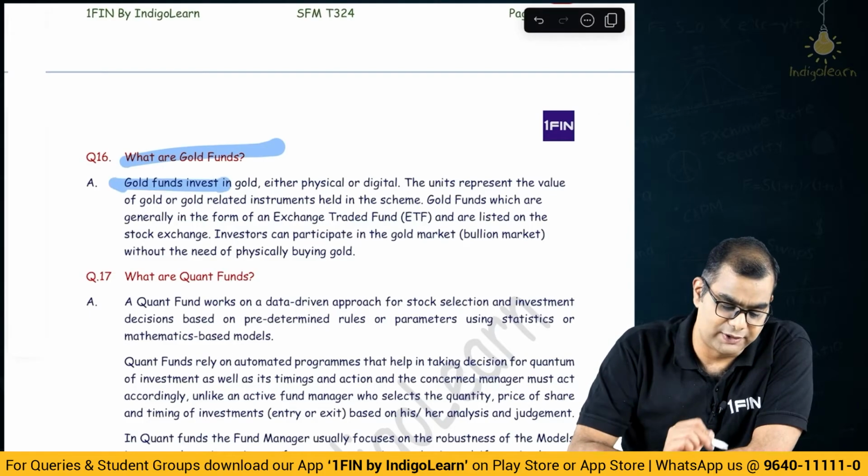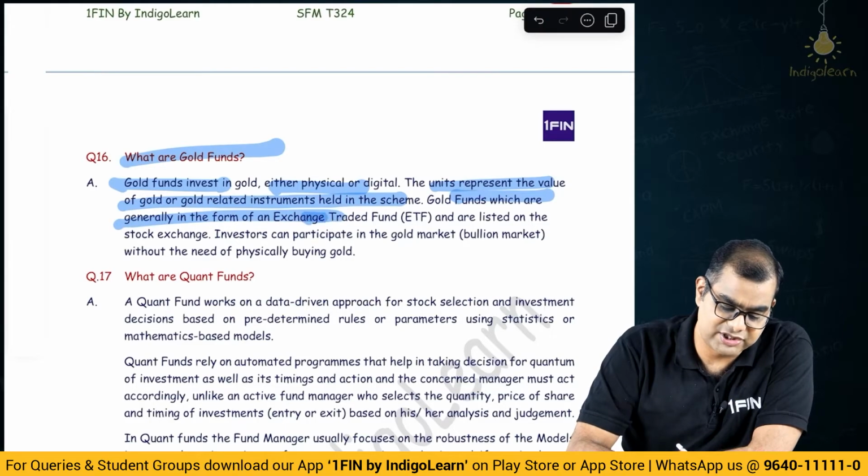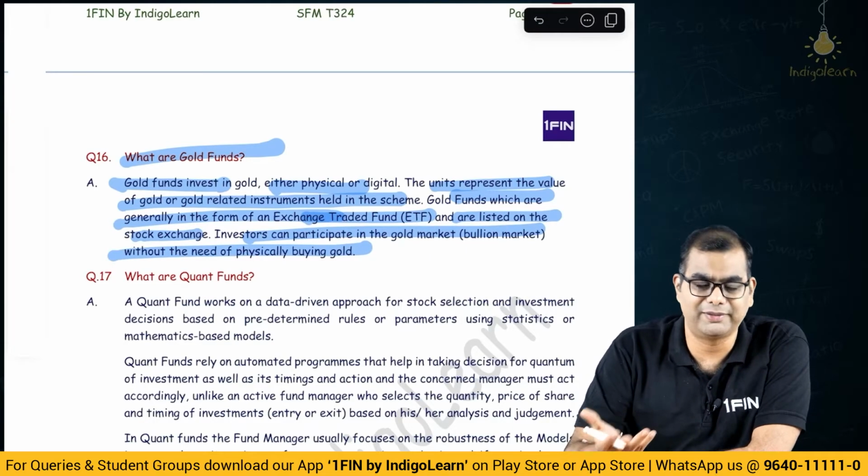Gold funds invest in gold, either physical or digital. These units represent the value of gold or gold-related instruments held in the scheme. Gold funds are generally in the form of exchange-traded funds and are listed on the stock exchange. Investors can participate in the gold market, the bullion market, without the need of physically buying gold. So, this is one more fund where people do invest.